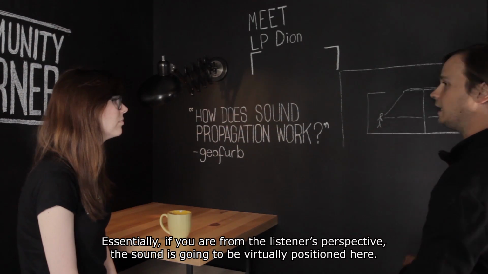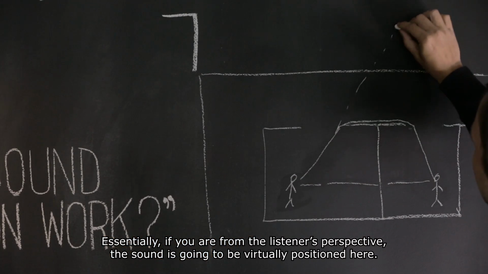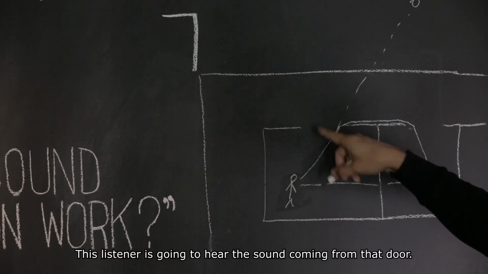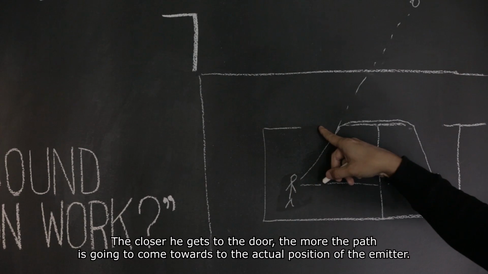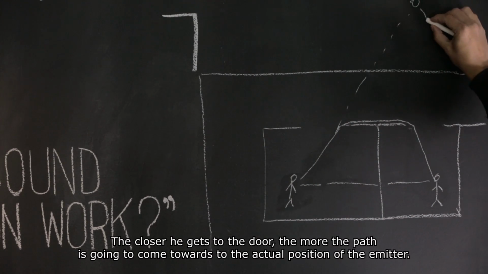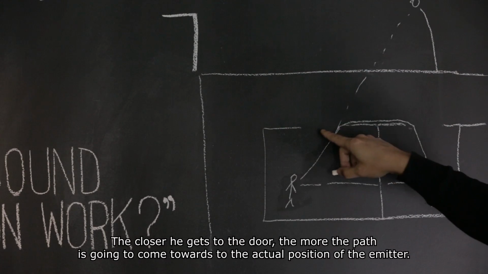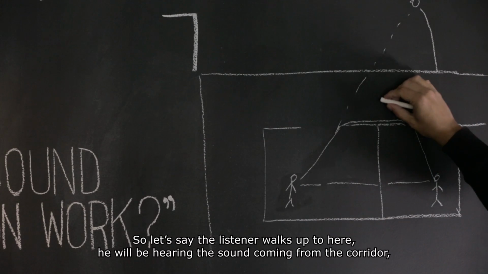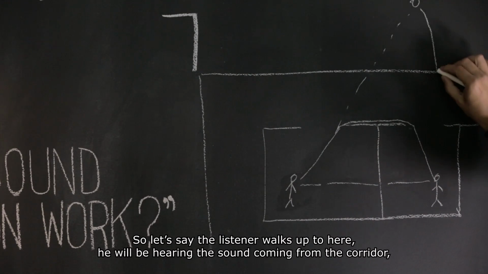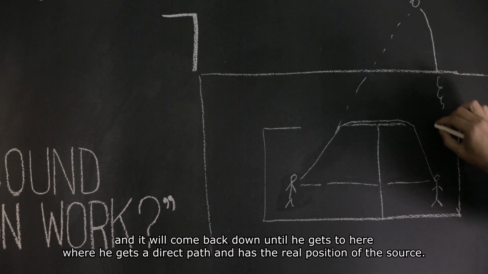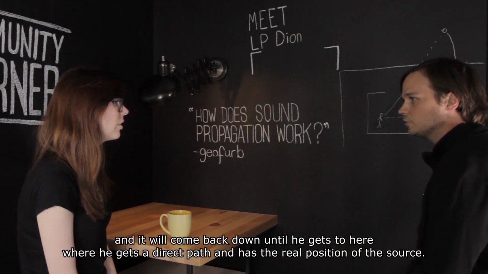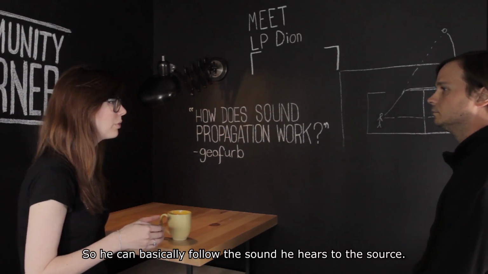Essentially, if you split that, the sound is going to be virtually positioned here. So this listener is going to hear the sound coming from that door. The closer he gets to the door, the more the path is going to come down to the actual position of the emitter. So let's say the listener comes up to here. Well, he's going to hear the sound coming from the corridor, and it'll come back down until he gets to here, where he gets a direct path and has the real position of the source. So we can basically follow the sound he hears to the source. Exactly.